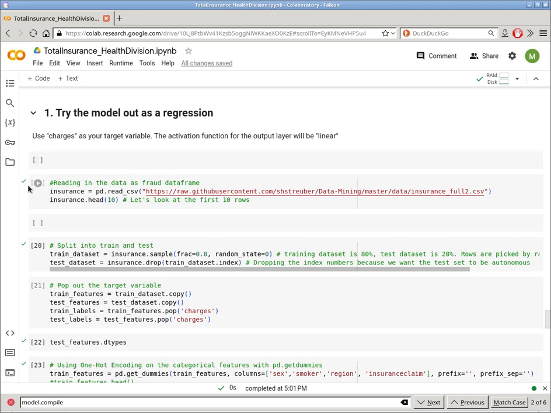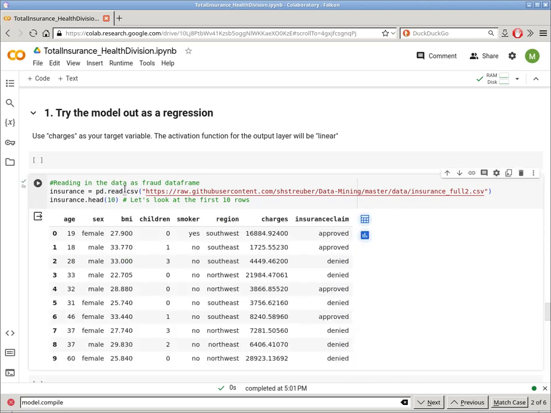So let's just read the data frame in. This is just copied. There's no difference from before. We have the 8 attributes of the input data, and before we were targeting insurance claim as the output, and the input, called the features, were all these other things. Now, in this exercise, the output will be charges and the inputs will be the other 7 features. So we've read in the data frame.